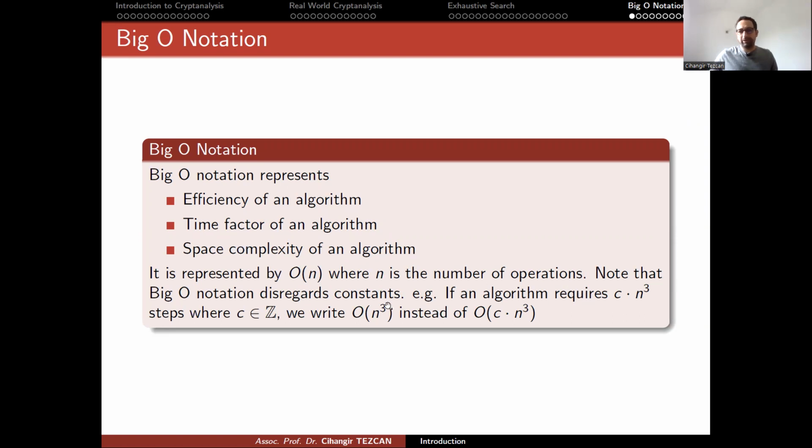Note that big O notation disregards constants. For example, if an algorithm requires c times n cubed steps, where c is just an integer, or it doesn't have to be an integer, maybe a rational number, we write O(n^3) instead of O(c·n^3), because that constant actually doesn't affect much in the long run if you think about n as a very large number.